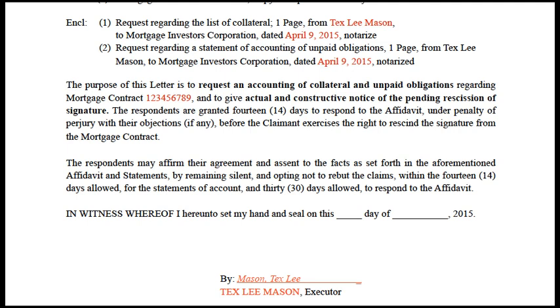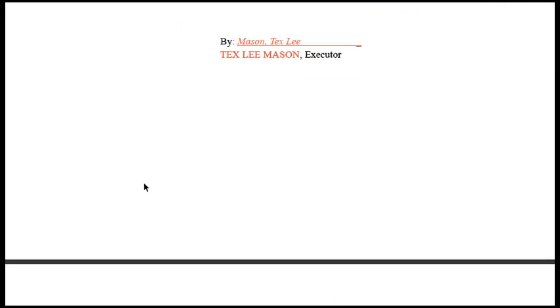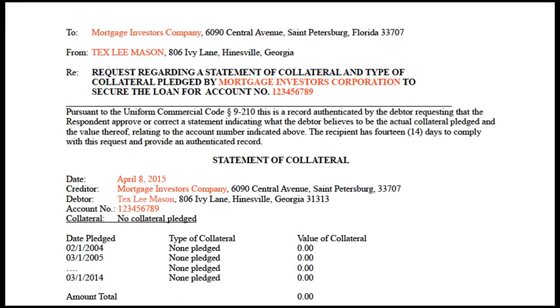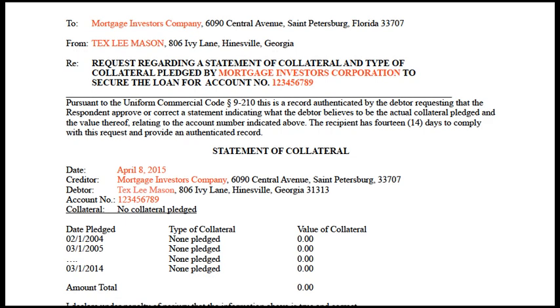The respondents may affirm their agreement and assent to the facts as set forth in the aforementioned affidavit and statements by remaining silent and opting not to rebut the claims within the 14 days allowed for the statements of account and the 30 days allowed to respond to the affidavit. Remember? 30 days for the affidavit. So I basically told him the same thing that the notary reminded him of. And here's your basic statements right here.